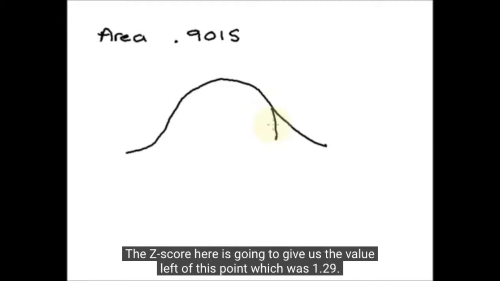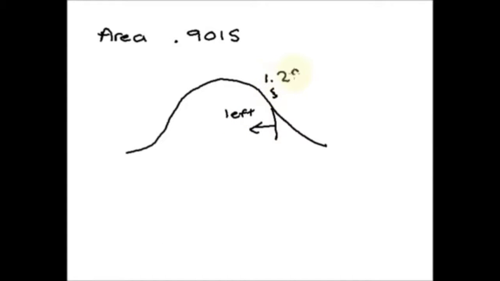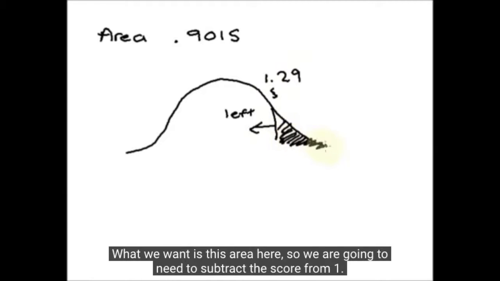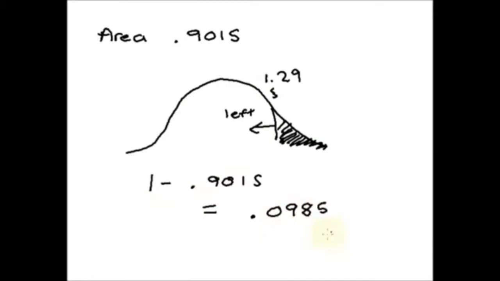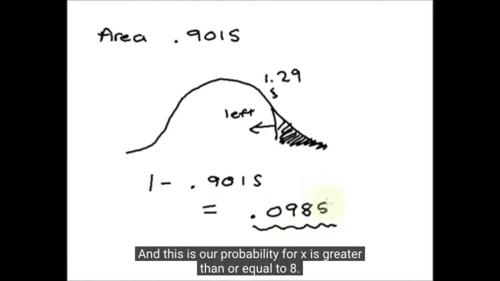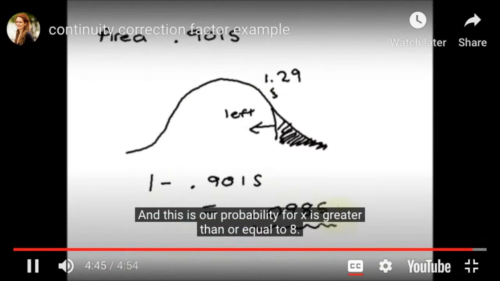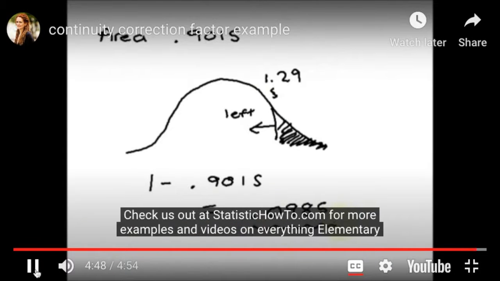Now the z-score here is going to give us the value left of this point, which was 1.29. What we want is this area here, so we're going to need to subtract the score from 1. 1 minus 0.9015 is equal to 0.0985. And this is the area right of that z-score, and this is our probability for x is greater than or equal to 8.